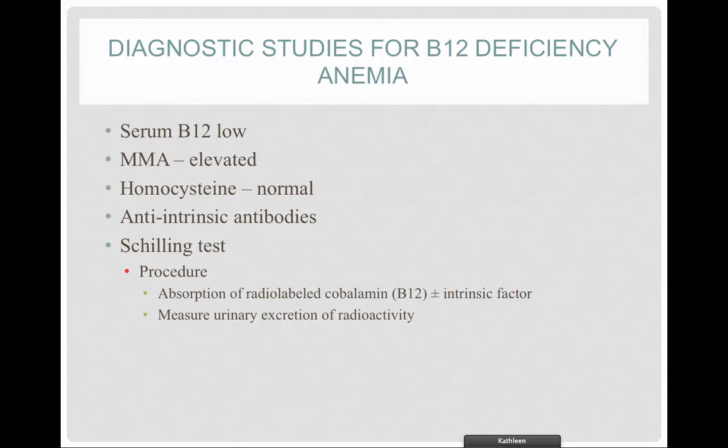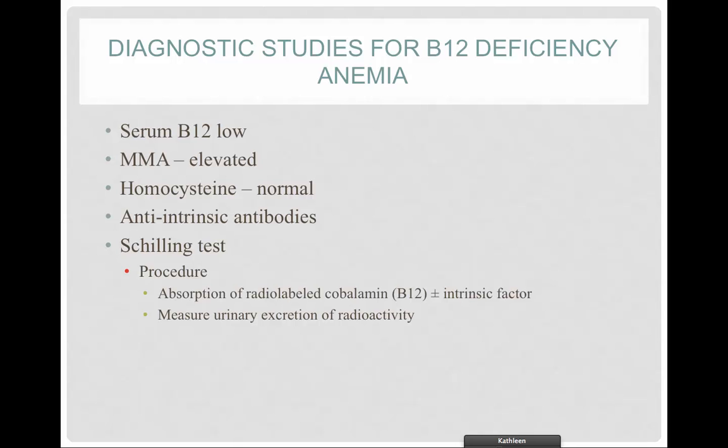Diagnostic studies: you'll have a serum B12, which will be low. Methylmalonic acid, MMA, is elevated. Homocysteine is normal. Anti-intrinsic factor antibodies are one of the tests. The Schilling test is a procedure measuring absorption of B12, and we measure urinary excretion of radioactivity.